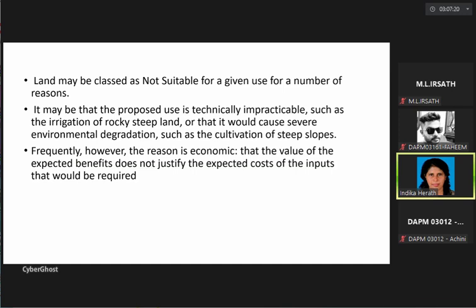Land may be classed as not suitable for a given use for a number of reasons. If a land is classified as not suitable, there can be a reason for it. Generally, not suitable is given if you have a huge rocky, steep land. Then it is not capable of supporting plant growth.